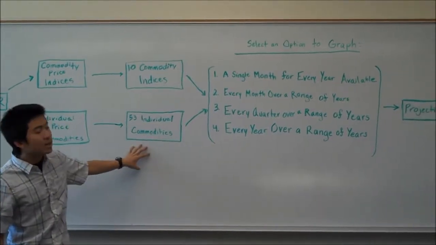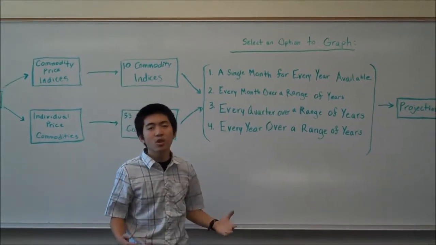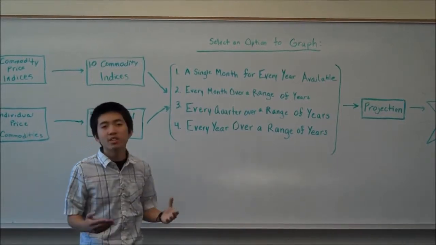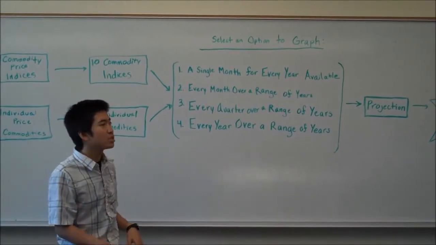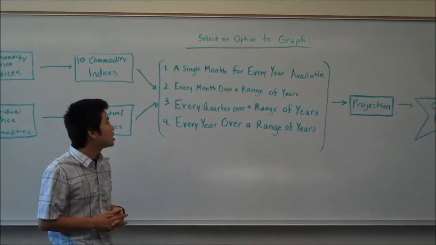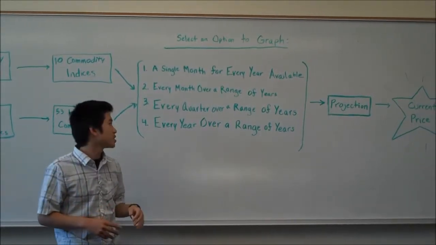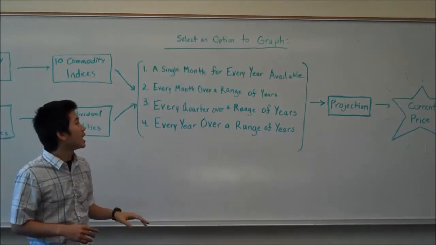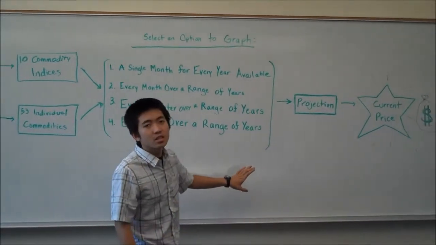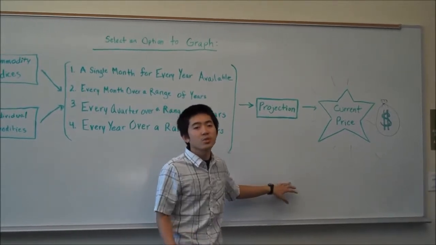Once the user selects one of the options, another box will open, allowing the user to select an option to graph. Option 1, the user can select a single month for every year available from 1980 to 2012. Option 2, every month over a range of years. Option 3, every quarter over a range of years. Option 4, every year over a range of years. Once the user selects one of these graphing options, a projection button is shown where the user can click the button and it will predict today's value.